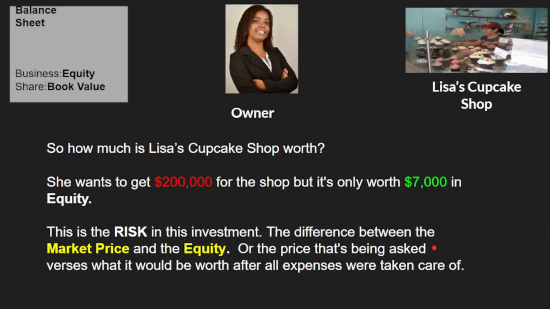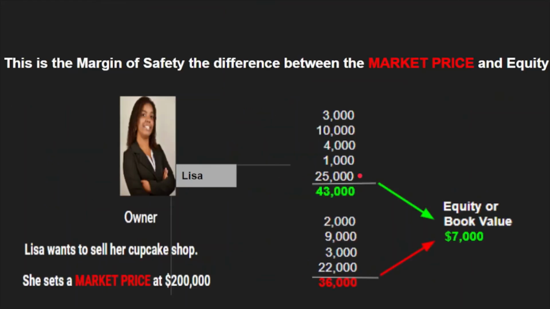Or the price that's being asked versus what it would be worth after all the expenses were taken care of. So again, would you say this is a good investment or a bad investment? Let's continue. We'll find out. This is the margin of safety, the difference between the market price and the equity. She sets that market price at $200,000, and it's only worth $7,000. Not a good investment.